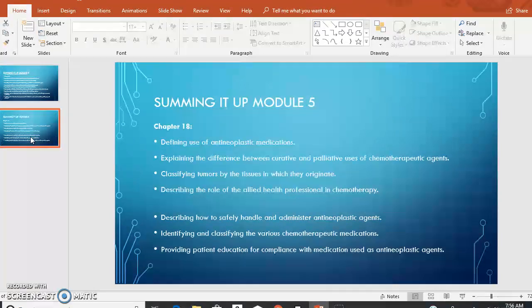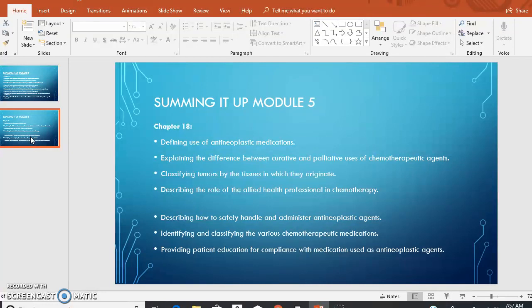And then we went to chapter 18 and talked about anti-neoplastic medications. We're able to explain the differences between curative and palliative uses of chemotherapeutic agents, classify tumors by the tissues in which they originate, and describe the roles of the allied health professionals in chemotherapy. We talked about the importance of knowing the rules and following them.